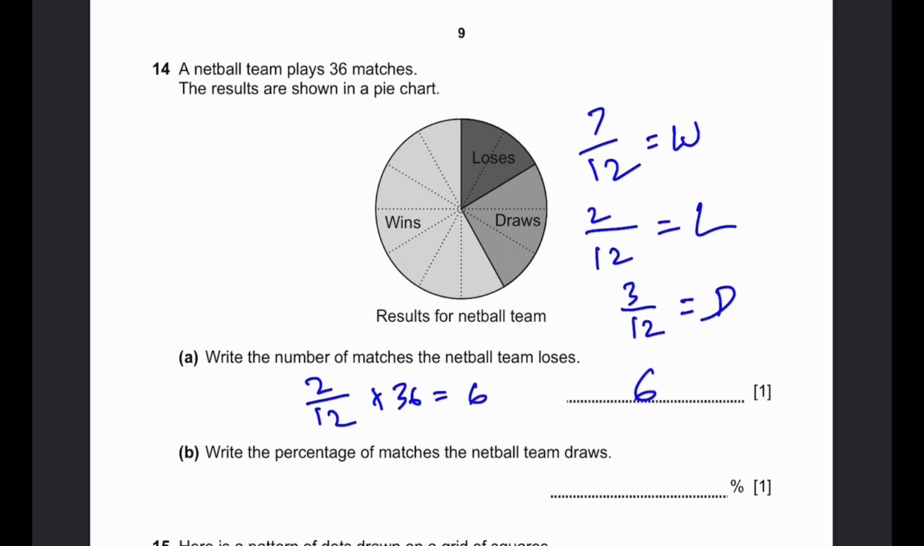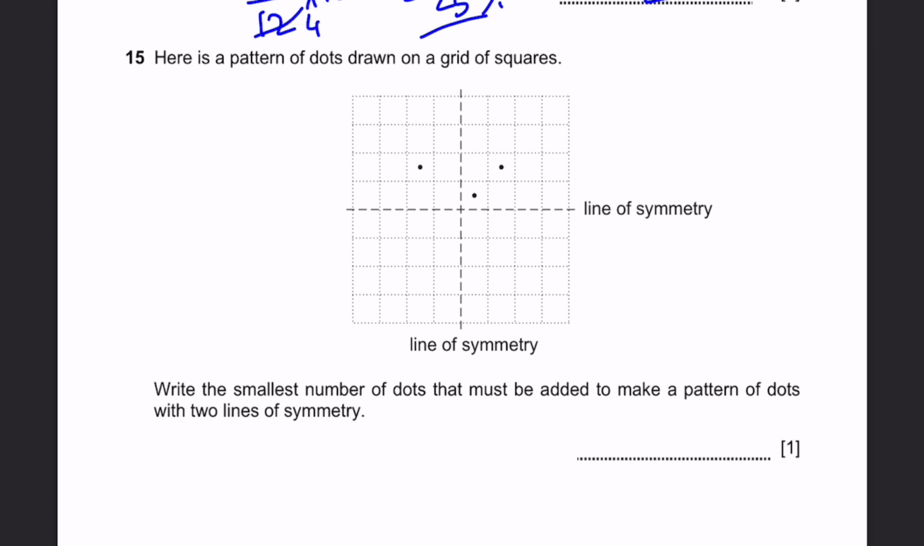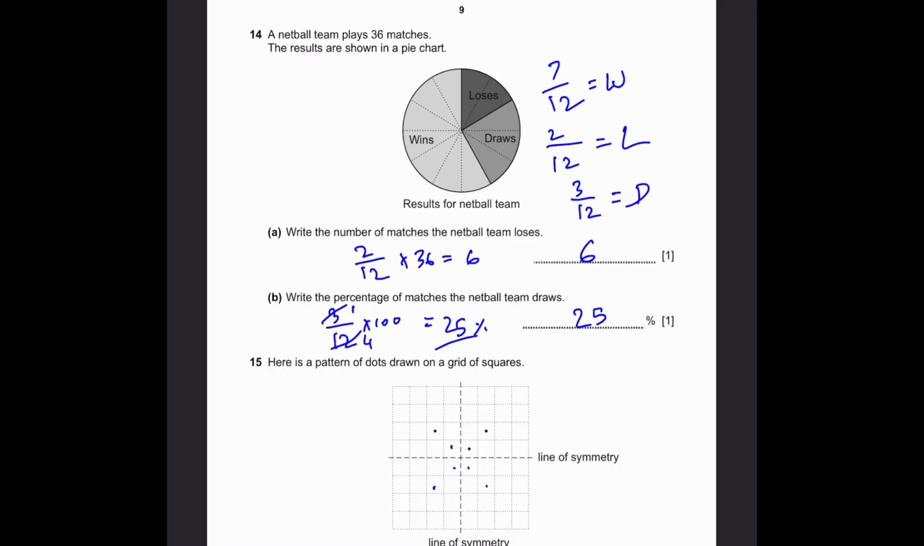B, write the percentage of matches the team draws. So that's 3 by 12 into 100. We can cancel it to 1 by 4. That'll be 25%. That's the answer. Question 15. Here's a pattern of dots drawn on a grid of squares. Write the smallest number of dots that must be added to make a pattern of dots with 2 lines of symmetry. So this pattern over here has to be there on all 4 quarters like that. So we need to add 1, 2, 3, 4, 5 dots. That's the answer. Question 16.